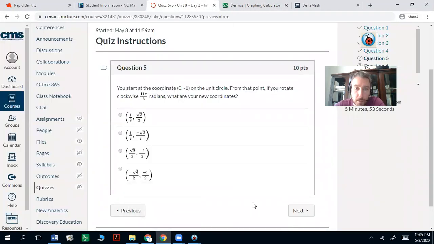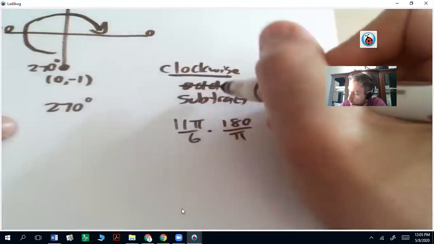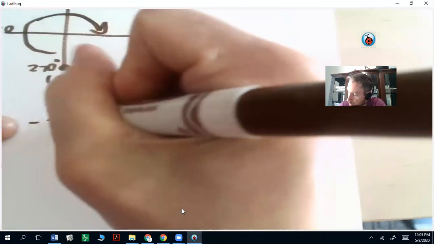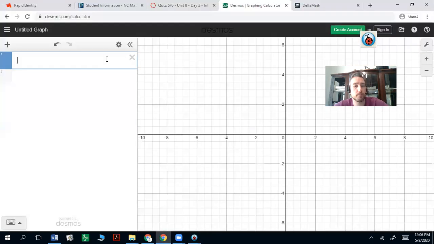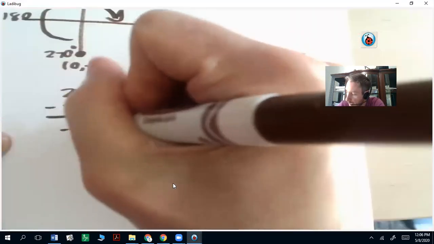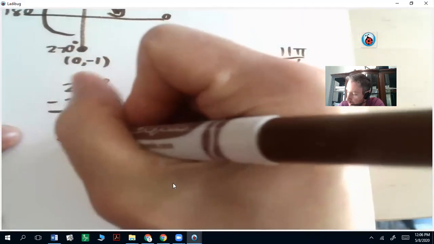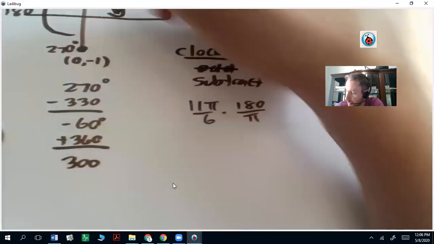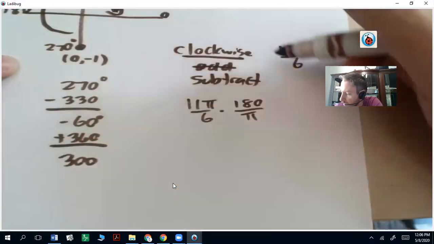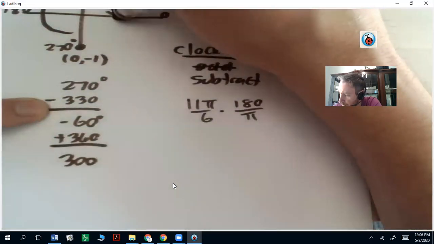So I'm going to subtract 330 degrees from 270. And that's going to be a negative number. Always start with your beginning point. So even if it gives you a negative, you got to roll with that. So now you're at negative 60 degrees. So since that is not on the unit circle, we're going to have to add 360 to that. That's going to give you 300 degrees. So you're actually, if you think about it, you're going clockwise 330 degrees. That's almost a full circle.